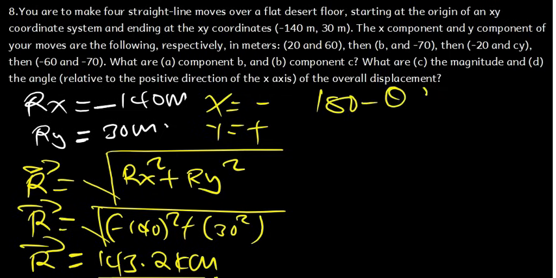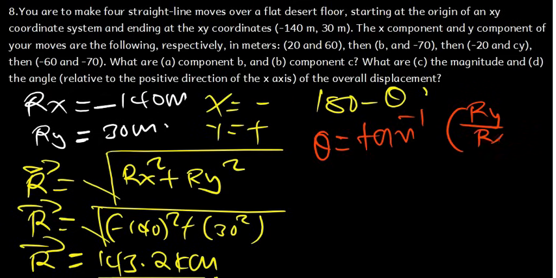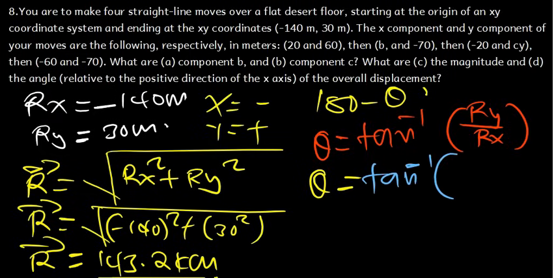So we know that theta is going to be tan inverse of ry divided by rx. Then theta will be equal to tan inverse, we have our ry to be 30. I'm going to ignore the negative because I'm using this formula. If I include the negative, then I'm going to say 180 plus theta, because this theta is going to be negative. But no one is going to penalize you even if you ignore the negative. So it's going to be 140.